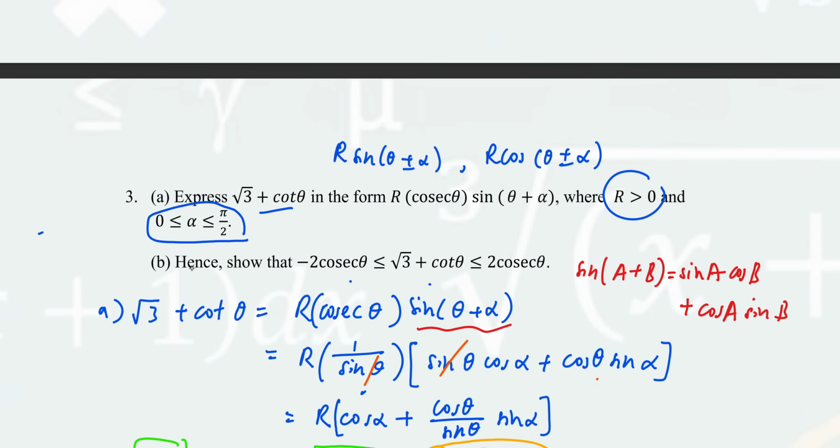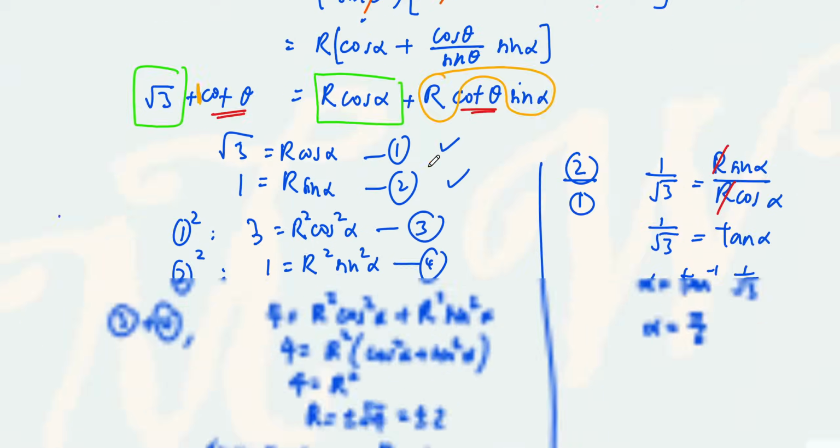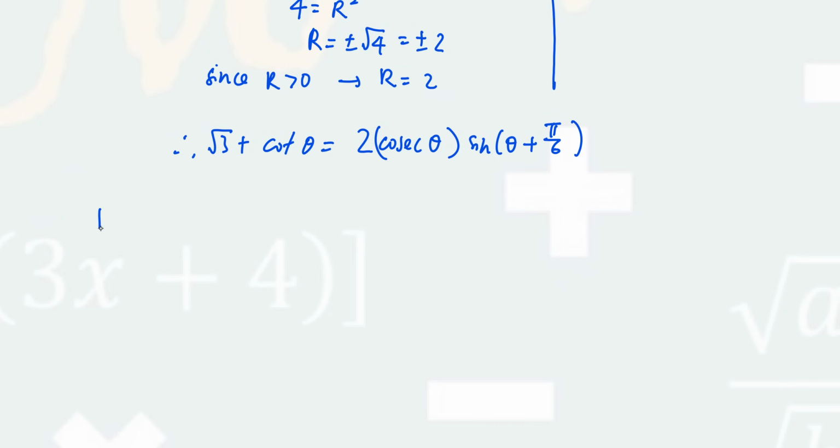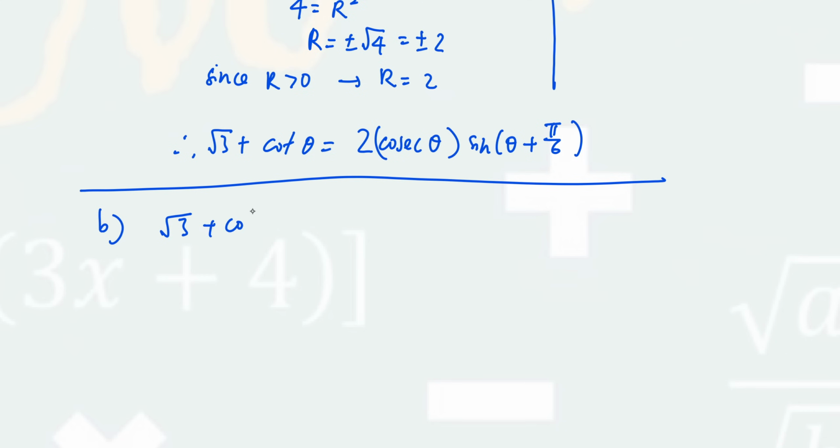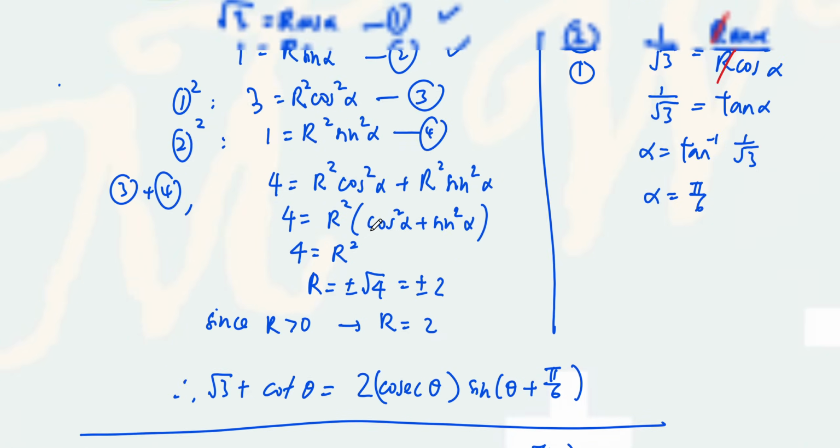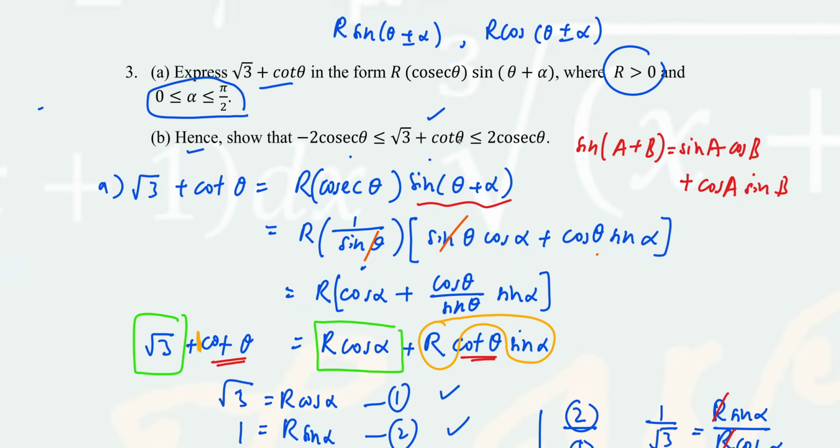Okay, now part B, hence, show. So we need to show that square root 3 plus cotangent theta is in between that. So I will write down my square root 3 plus cotangent theta is 2 cosec theta sine theta plus pi over 6. From here, look at the question over here. We need to show that it is in between minus 2 cosec theta and positive 2 cosec theta.